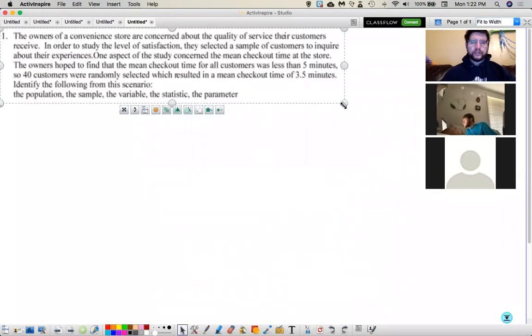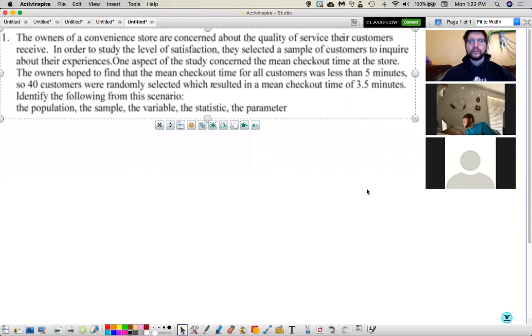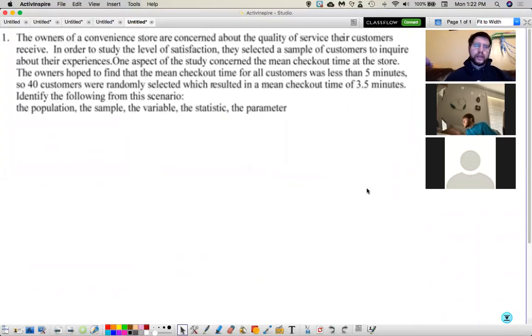So the owners of a convenience store are concerned about the quality of service their customers receive. In order to study the level of satisfaction, they selected a sample of customers to inquire about their experience. One aspect of the study concerned the mean checkout time at the store. The owners hoped to find the mean checkout time for all customers was less than 5 minutes. So 40 customers were randomly selected, which resulted in the mean checkout time of 3.5 minutes. Identify the following: the population, the sample, the variable, the statistic, and the parameter.